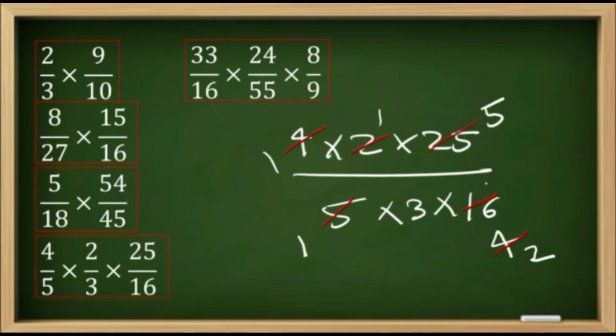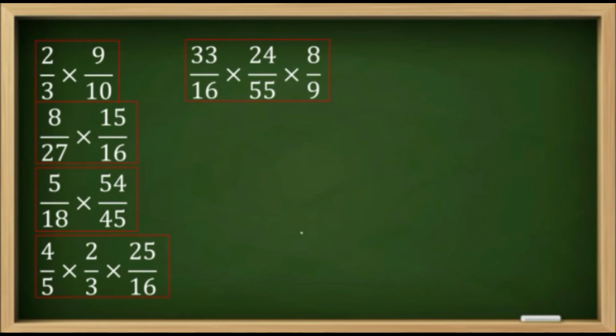So now I'm going to multiply the tops and I'm going to multiply the bottoms. Okay, so this is equals to 1 into 1 into 5. So 1 into 1 is 1, 1 into 5 is 5, by 3 into 2. Okay, 3 into 2 is 6. So our answer is 5 by 6. Now moving on to the next problem.